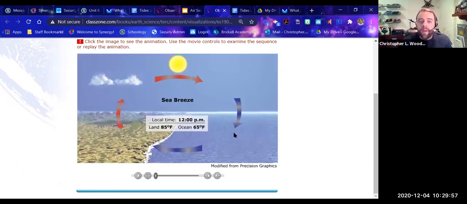So during the day, the land heats up faster than the ocean. You've got to remember, water has a high specific heat, so it can hold a lot of heat energy. Because it can hold a lot of heat energy during the day, the ocean is typically cooler than the land, which heats up very fast. This creates low pressure over the land, high pressure over the water. As you know, air always moves from high pressure to low pressure. And so during the day, we have a sea breeze.